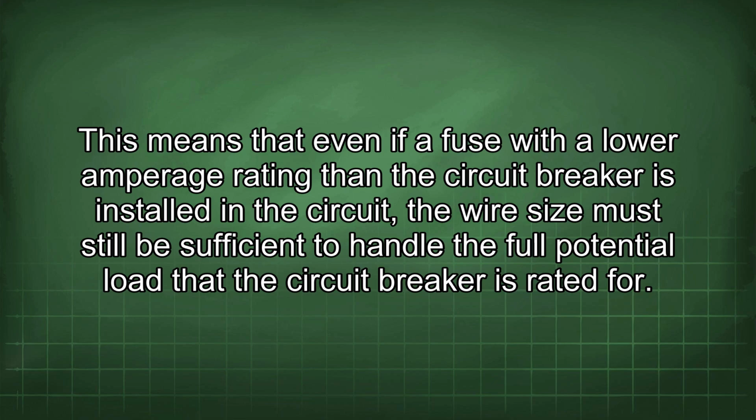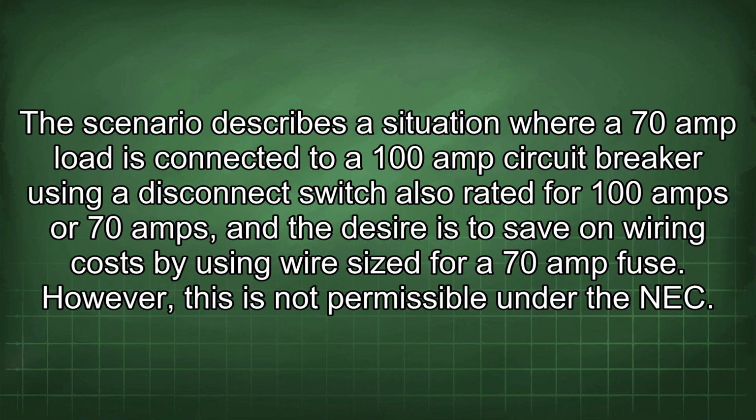breaker is rated for. The scenario describes a situation where a 70 amp load is connected to a 100 amp circuit breaker using a disconnect switch also rated for 100 amps or 70 amps, and the desire is to save on wiring costs by using wire sized for a 70 amp fuse. However, this is not permissible under the NEC.